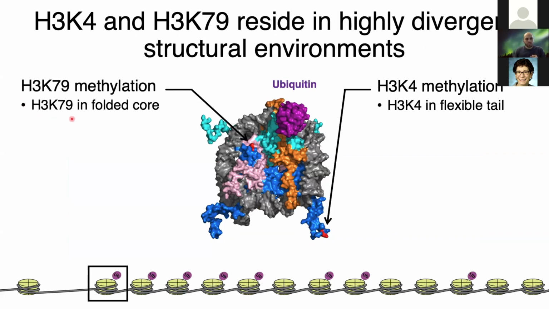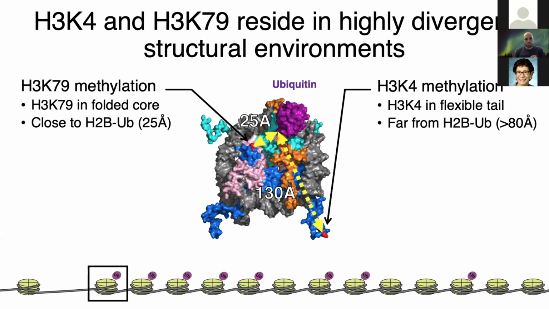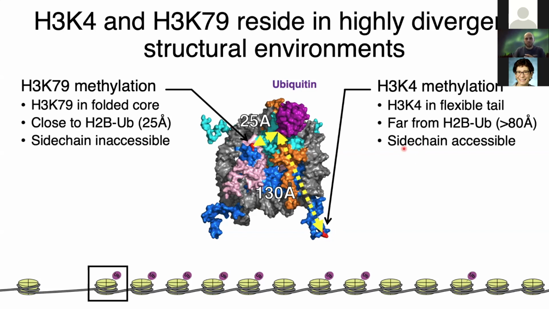But H3K79 is actually not located on a histone tail, but in the folded core of the histone octamer. In the case of H3K4, this side chain is very, very far away from ubiquitin, and this ubiquitin is supposed to stimulate the deposition of a methyl group on this lysine. So it's a very, very far distance to get past. But in the case of H3K79 methylation, this side chain is actually very close to the ubiquitin. In H3K4, because this side chain is on this flexible tail, the side chain is very highly accessible. But because H3K79 is located in this folded histone core, the side chain of this residue is very inaccessible for modification.